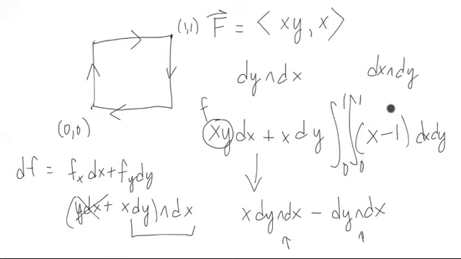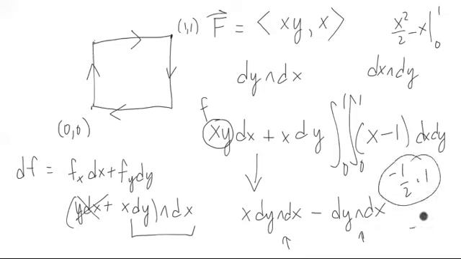So with respect to x, this is just x squared over 2 minus x, and we're going from 0 to 1, which would just be minus a half for that one. So yeah, minus a half. And then for the y, going 0 to 1, it's just like multiplying by 1. So really the result is just negative a half.